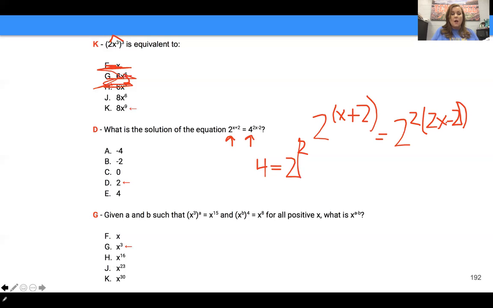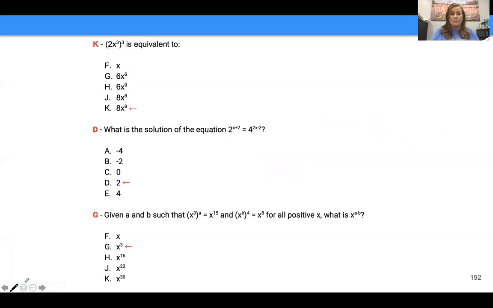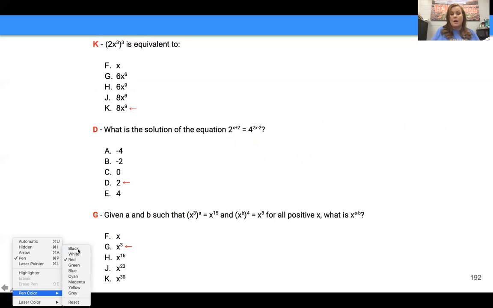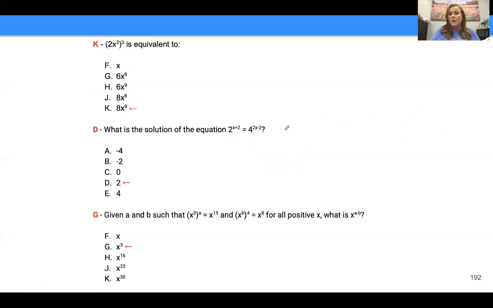So now all I have to do... oops, I didn't mean to do that. It won't let me undo that, will it? 2 to the x plus 2 is equal to 2 squared to the 2x minus 2. So now all I have to do is set the two exponents equal to each other.